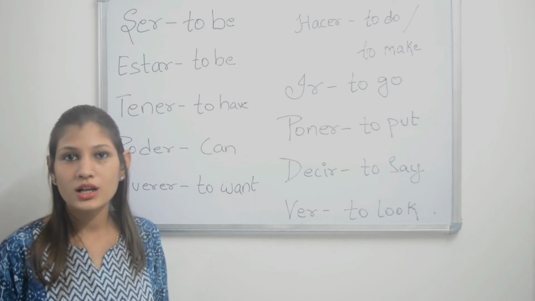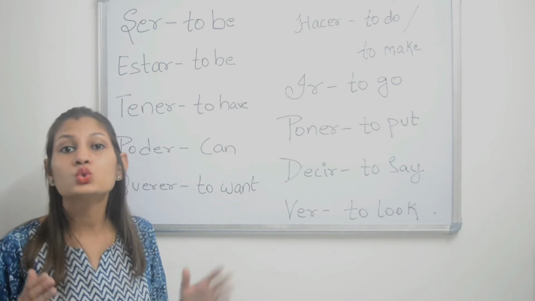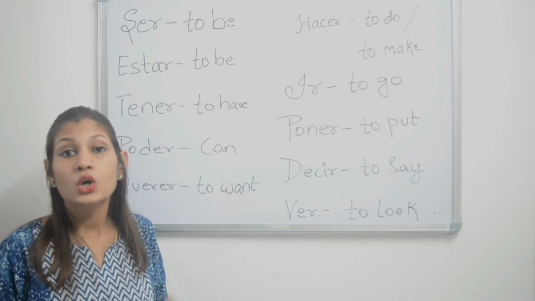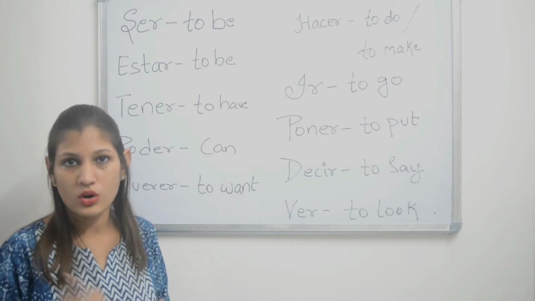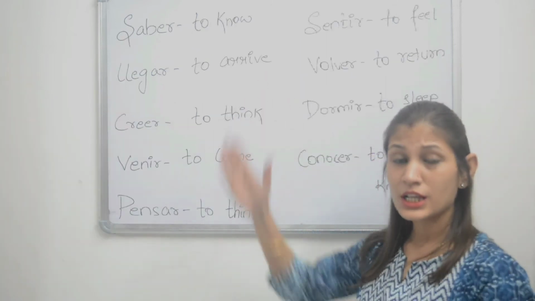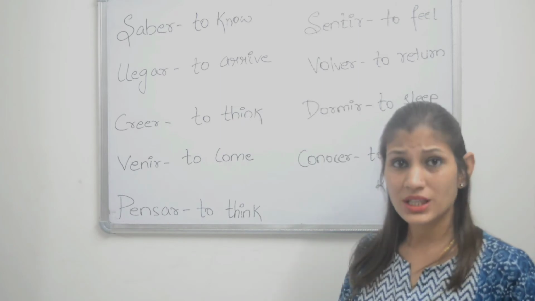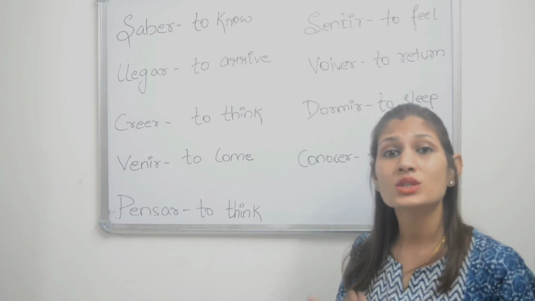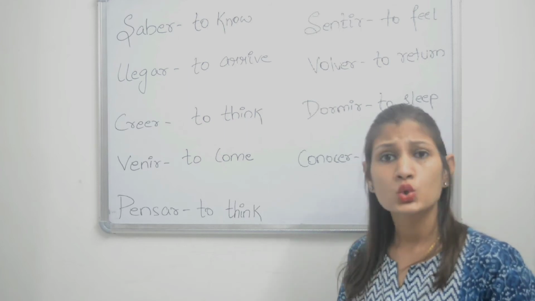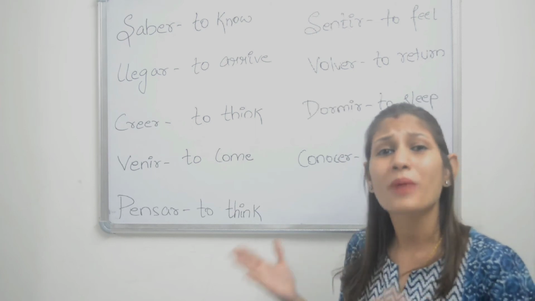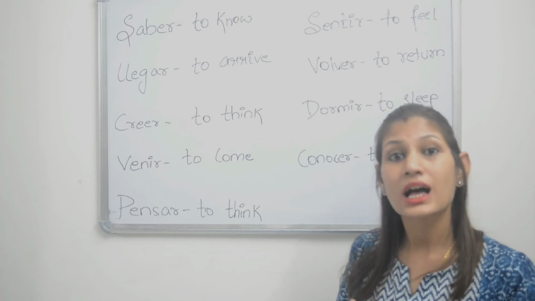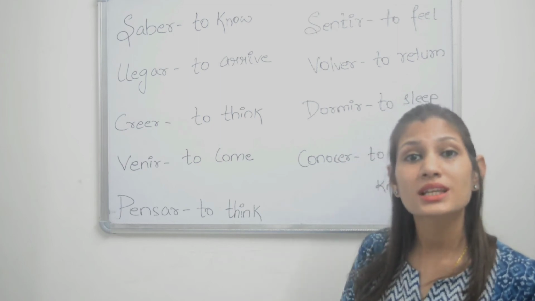Ver is to look. When you are looking for something, you use ver. Yo veo el televisión. Yo veo en el ordenador. I am watching at the computer. Saber is to know. So when you know something, you say, I know. Like when I ask you a question, ¿Sabes Maria? Do you know Maria? You would reply, yes, I know her.